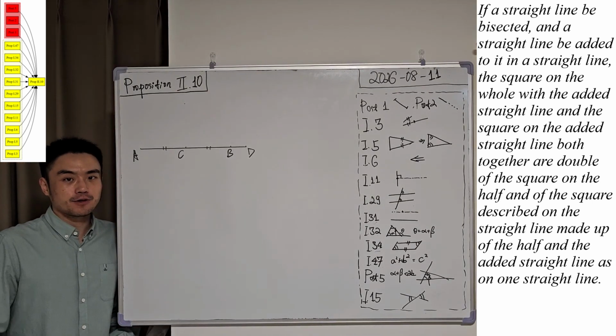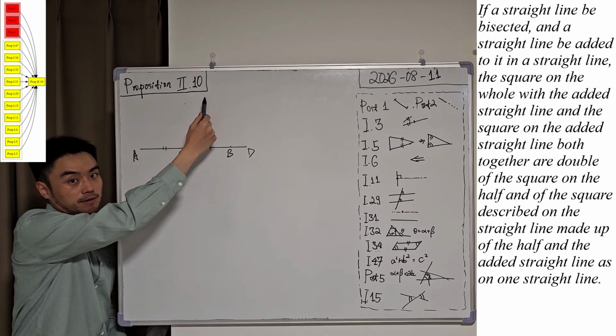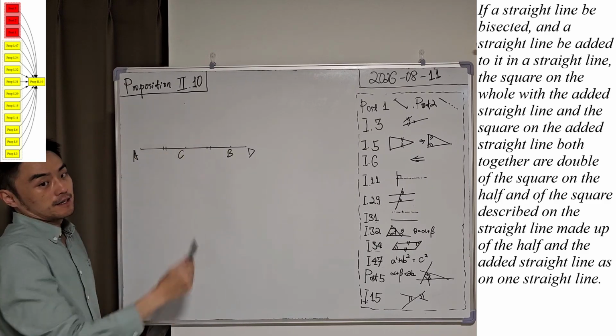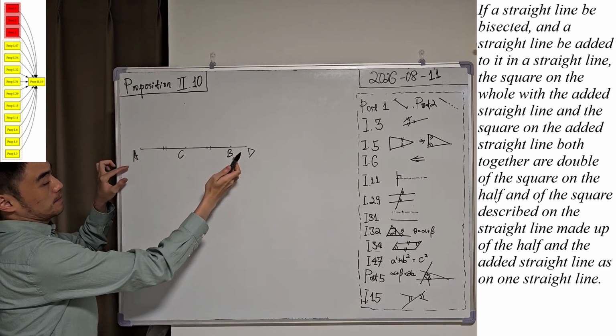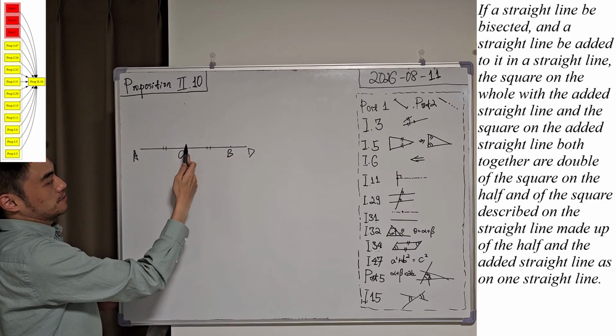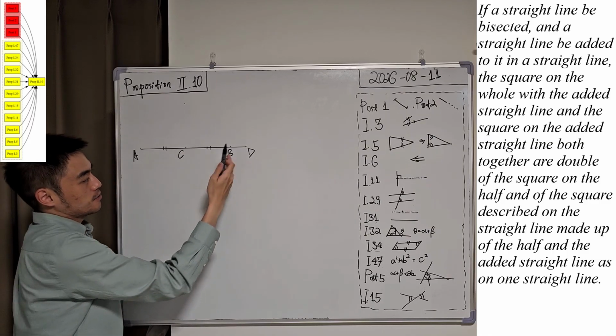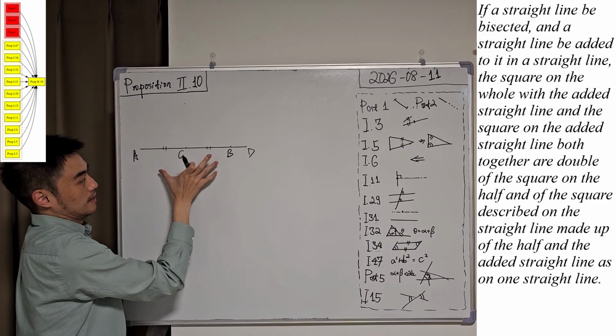Good evening. In this video, we are going to discuss proposition 10 from book 2. This proposition states that if a finite straight line, for example AB, is bisected at the point C, and another straight line BD is added to straight line AB.